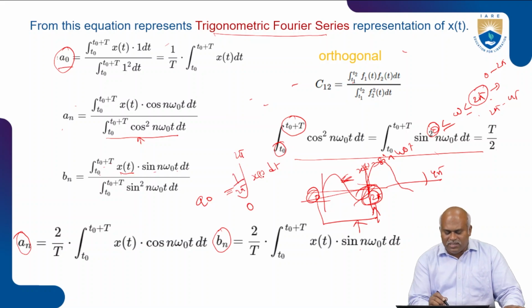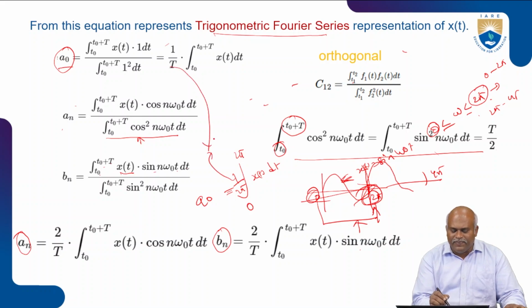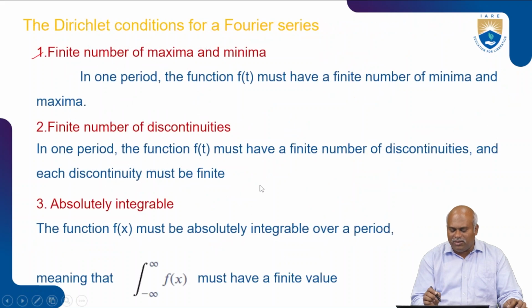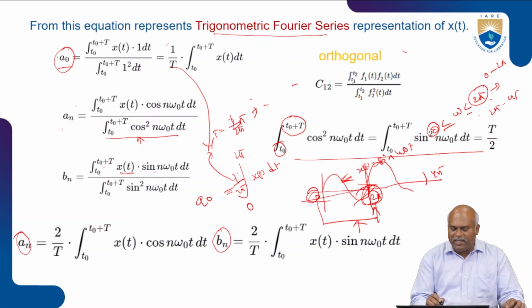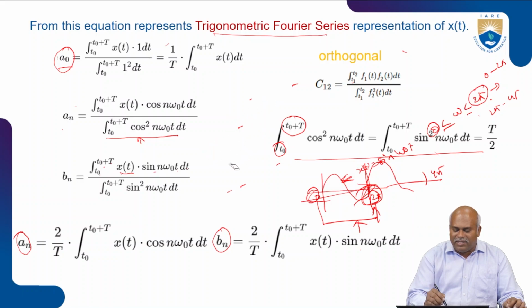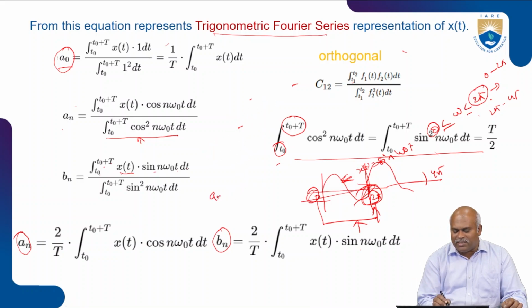The t value goes up to 2 pi. That's why I write 1 by 2 pi, where t is equal to 2 pi. Then as per A0, I write 1 by T, with T equal to 2 pi, integration of 0 to 2 pi of x of t dt. Again, A0 is represented as 1 by T, T equal to 2 pi, integration from 0 to 2 pi of x of t dt.